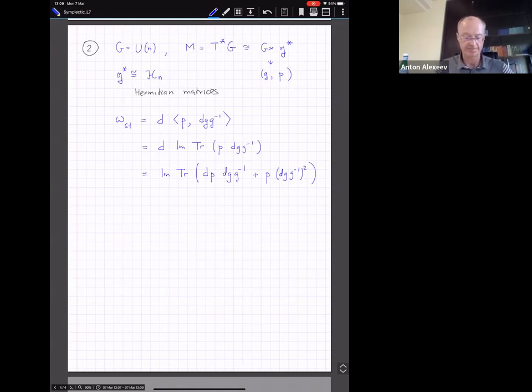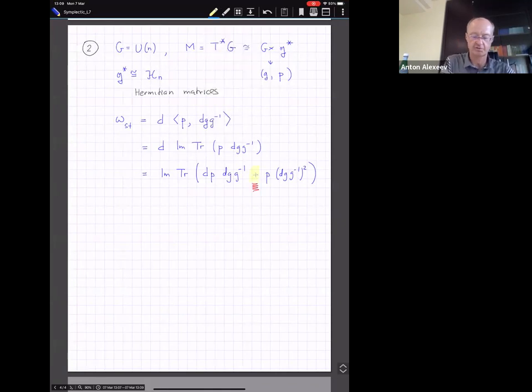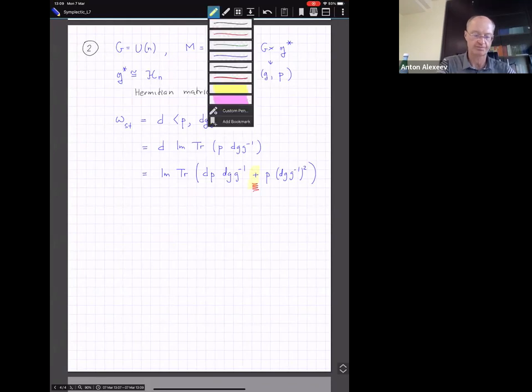So maybe just as a test question, this sign, is it correct, the plus sign, or should there be a minus sign? Just for you to think about it. I think that's correct, this plus sign, but just to be sure that it's okay.